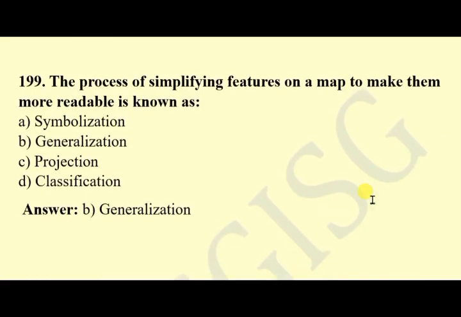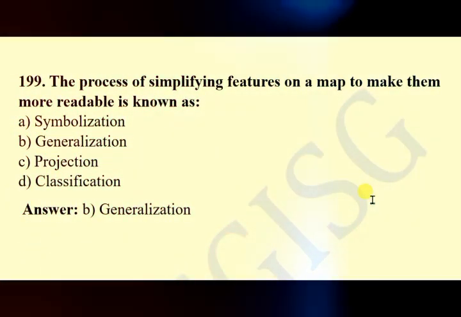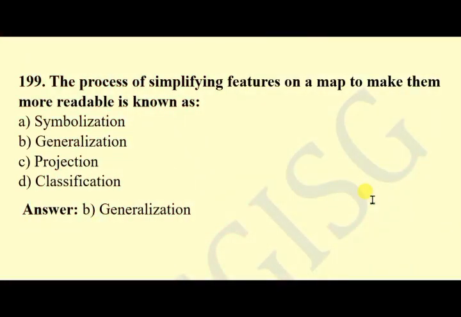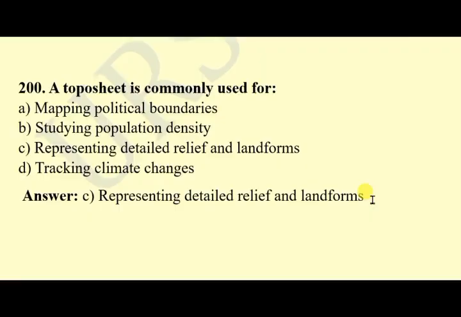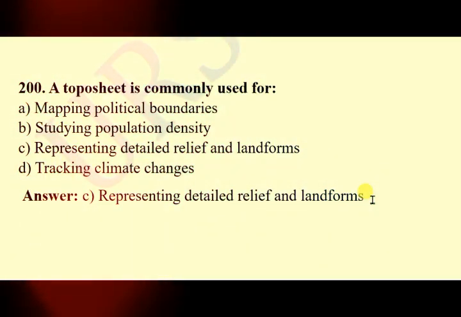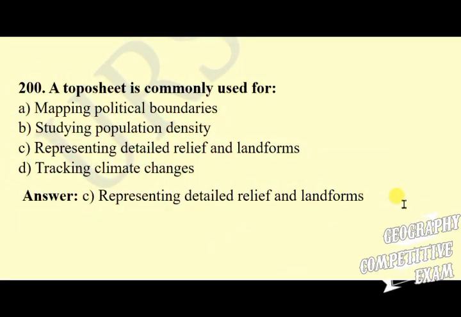Miscellaneous cartography. Question 199. The process of simplifying features on a map to make them more readable is known as symbolization, generalization, projection, classification. Here the right answer will be generalization. Question 200. A toposheet is commonly used for mapping political boundaries, studying population density, representing detailed relief and landforms, tracking climate changes. Here the right answer will be representing detailed relief and landforms.